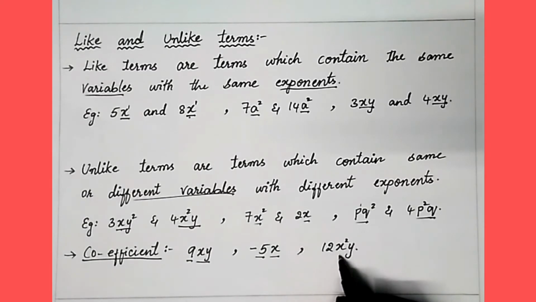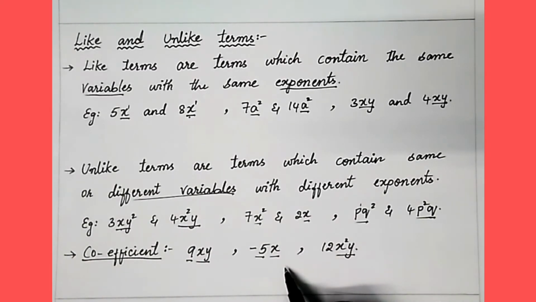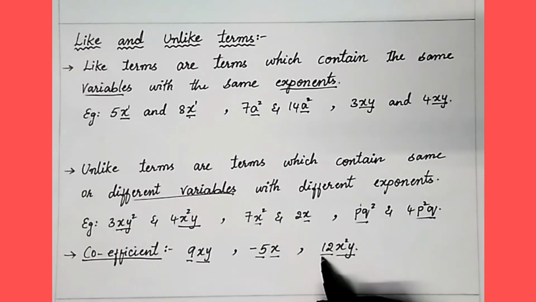Next we have 12x^2y. Here we have the variable as x^2y. Along with this we have a number which is 12. So 12 is the coefficient of x^2y.